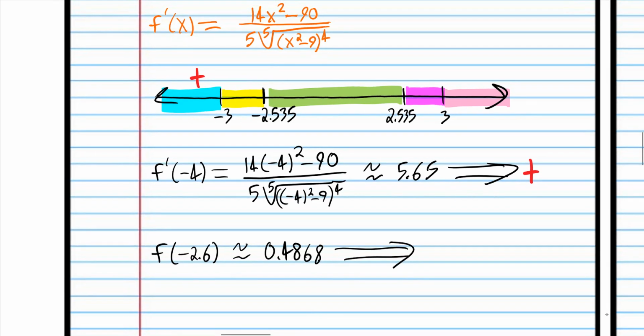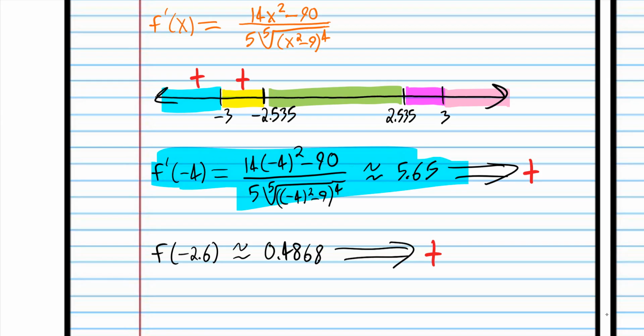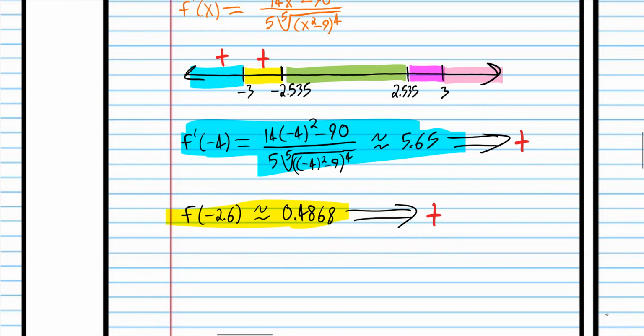So that is a positive value. Notice that the sign didn't change. That's what's interesting about this graph. The sign didn't change there. So now we're going to check the green region, and whoops, I forgot to write my prime symbol there. That's prime.